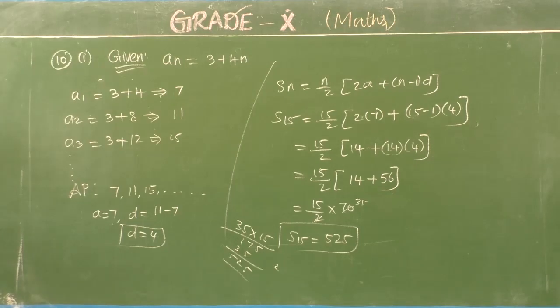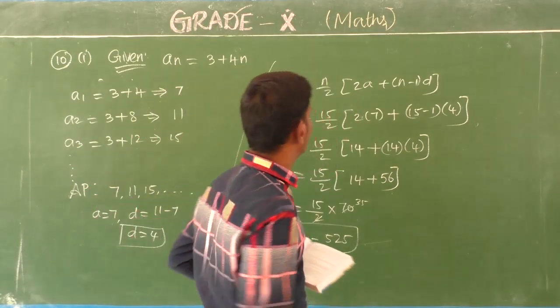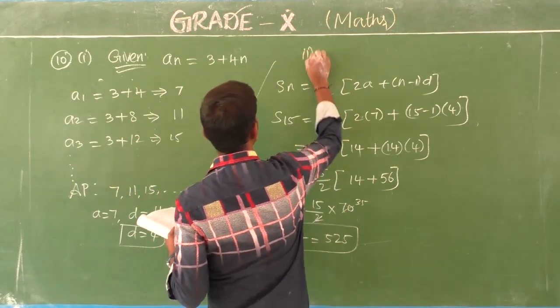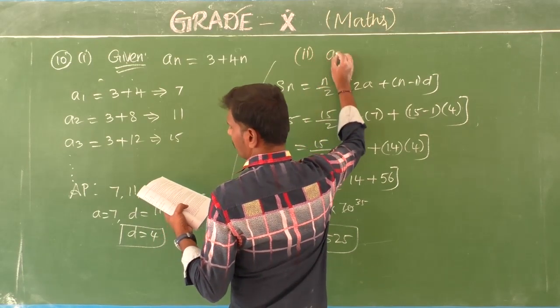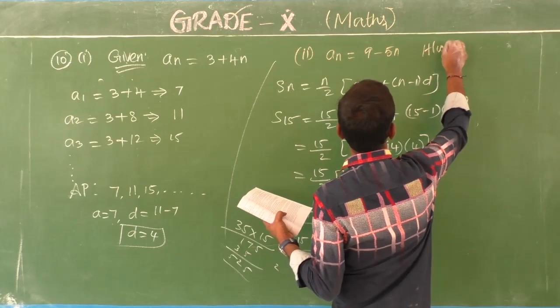Have you got it? This question is the same pattern, so you do the next question, number 2: AN equal to 9 minus 5n. This is your homework.